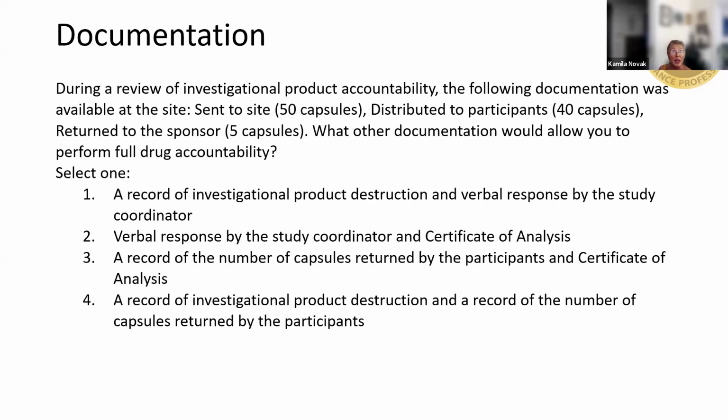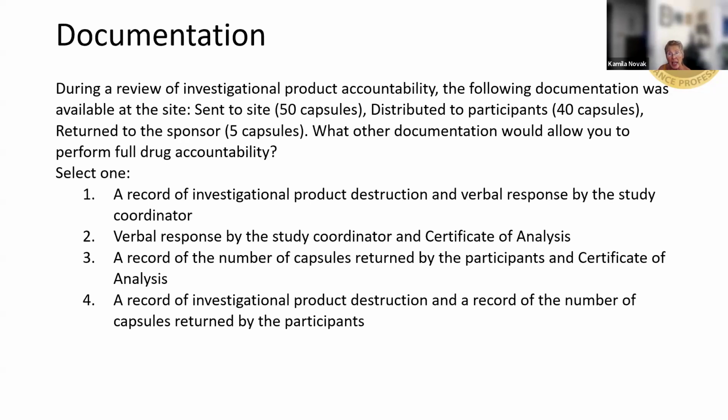Next. During a review of investigational product accountability, the following documentation was available at the site. Sent to site, 50 capsules. Distributed to study participants, 40 capsules. Returned to the sponsor, at the end, 5 capsules.